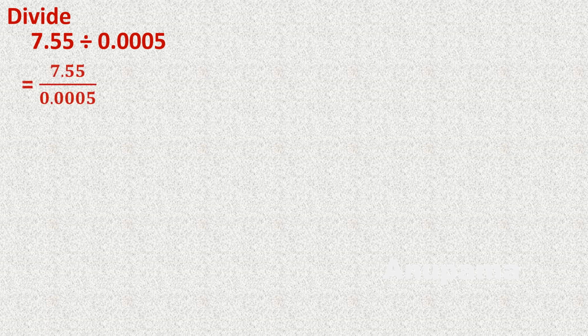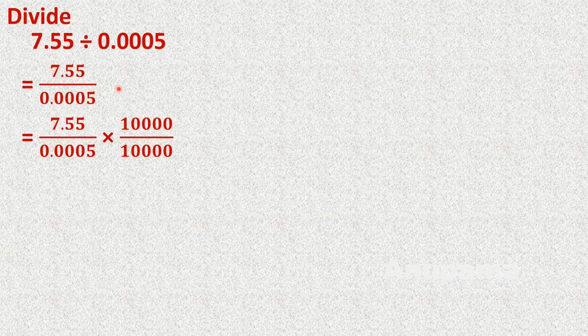So our answer is 890. Let us do one more question so the things will be clear to you. 7.55 divided by 0.0005. Now at first we will write it as a fraction. So it is like that, 7.55 divided by 0.0005. Now here count how many decimal places in the denominator. 4 decimal places, so the number is 10,000. We will multiply by 10,000 in the numerator also and the denominator also.